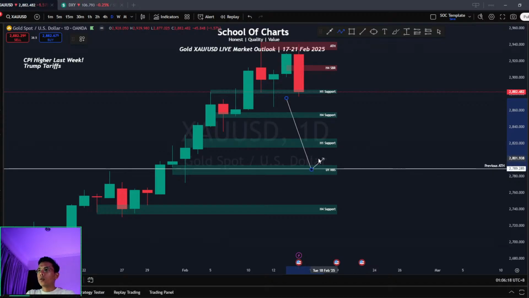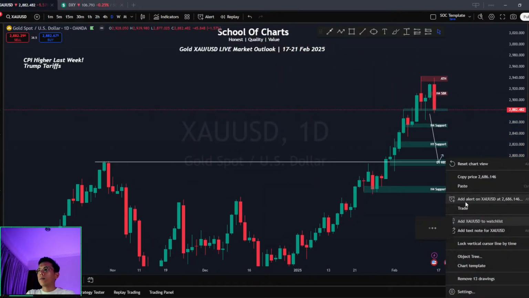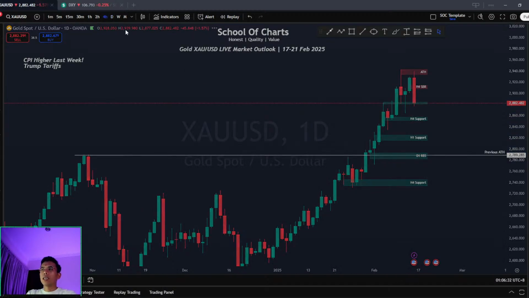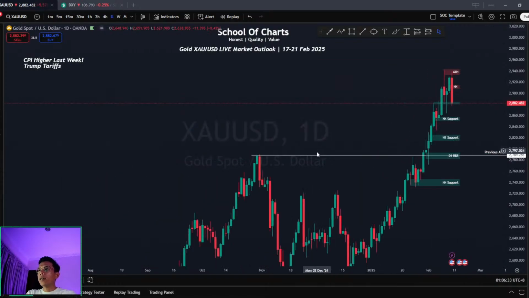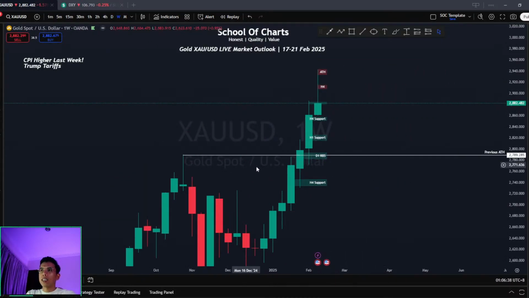Because gold is still looking bullish on the high time frame. If it retests this previous all-time high, that is the best place to look for opportunities to go long, but of course with a confirmation. You have to remember this is the daily breakout, and if you look at the weekly, you can also consider this a weekly breakout. So the higher the time frame, remember, the stronger the reaction.